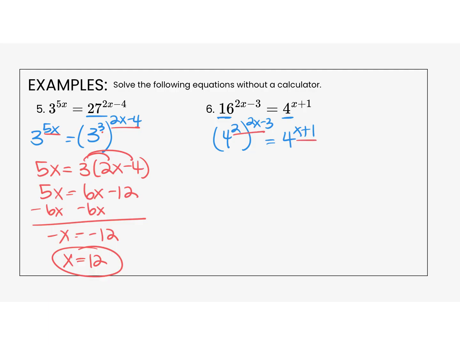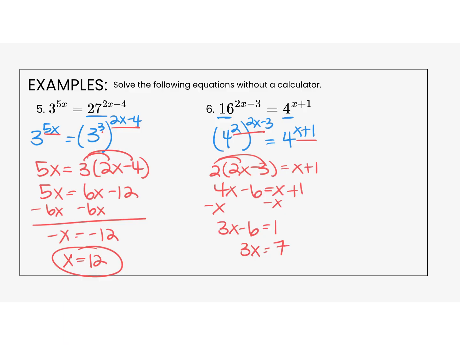So take your exponents, set them equal to each other. 2 times 2x minus 3 equals x plus 1. Distribute. 4x minus 6 equals x plus 1. I'm going to subtract this x over, so I get 3x minus 6 equals 1. Add the 6. 3x equals 7.